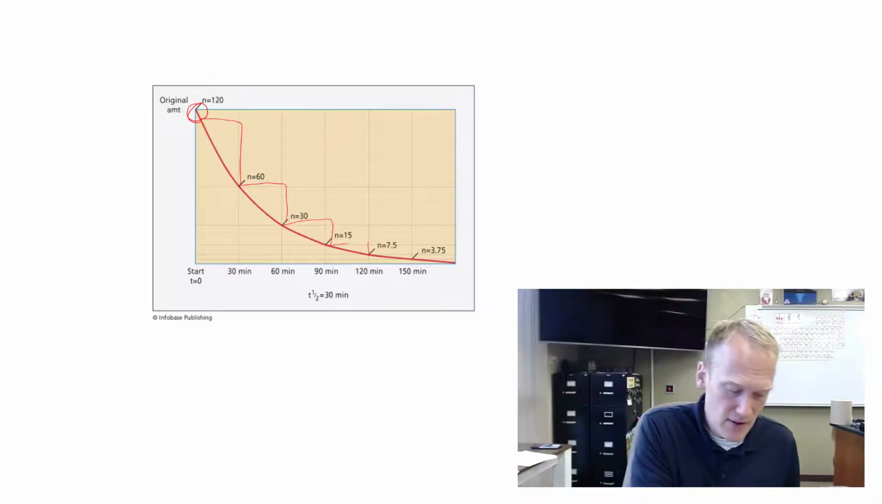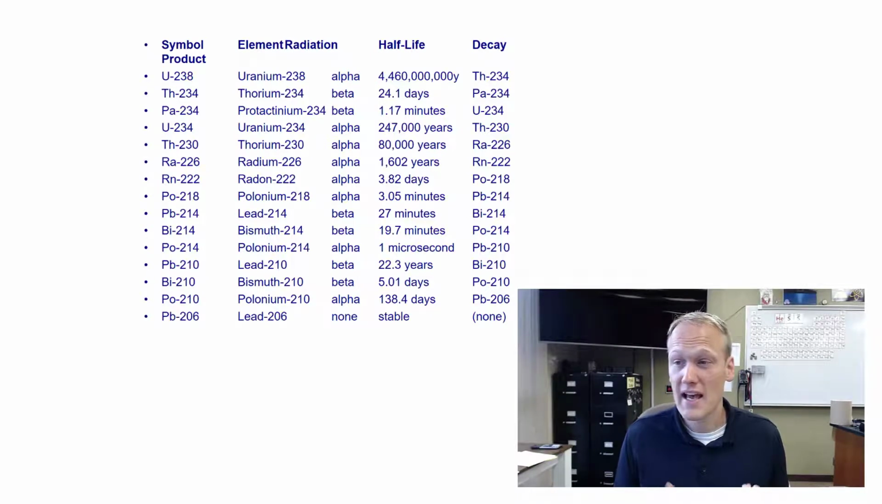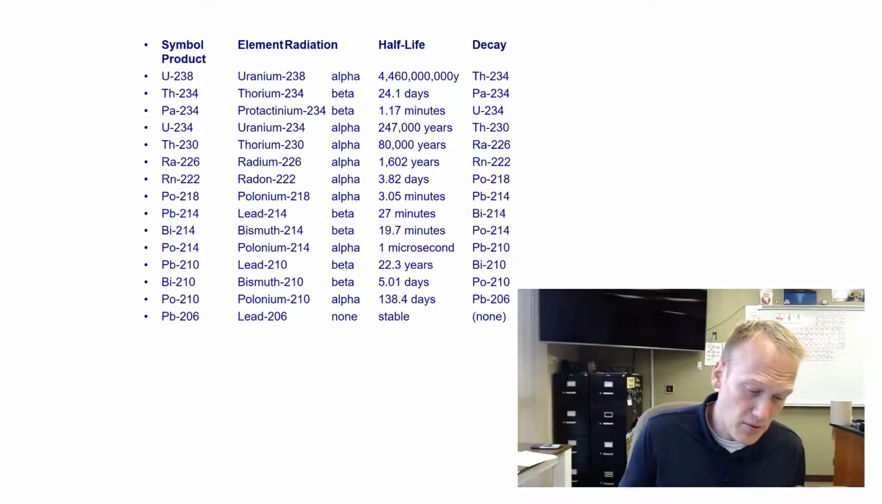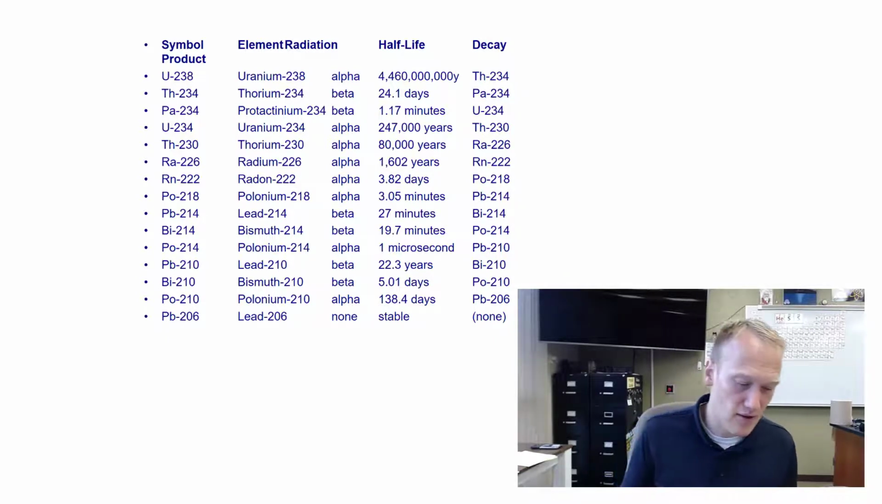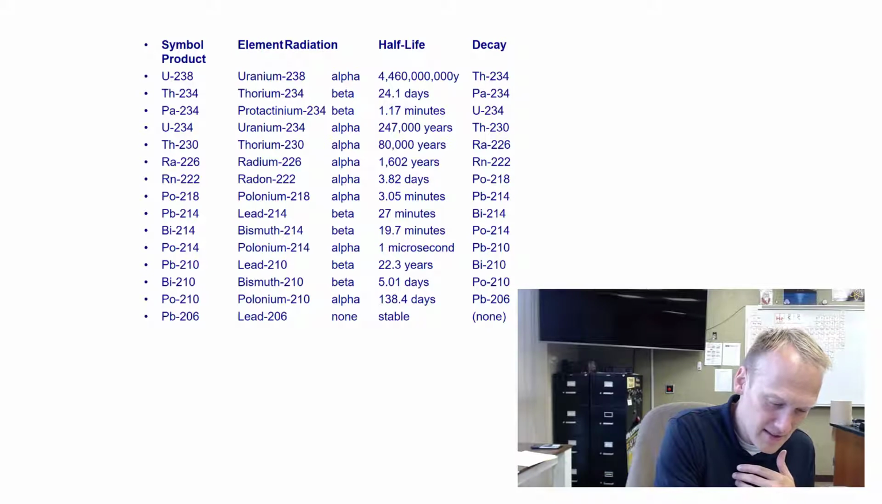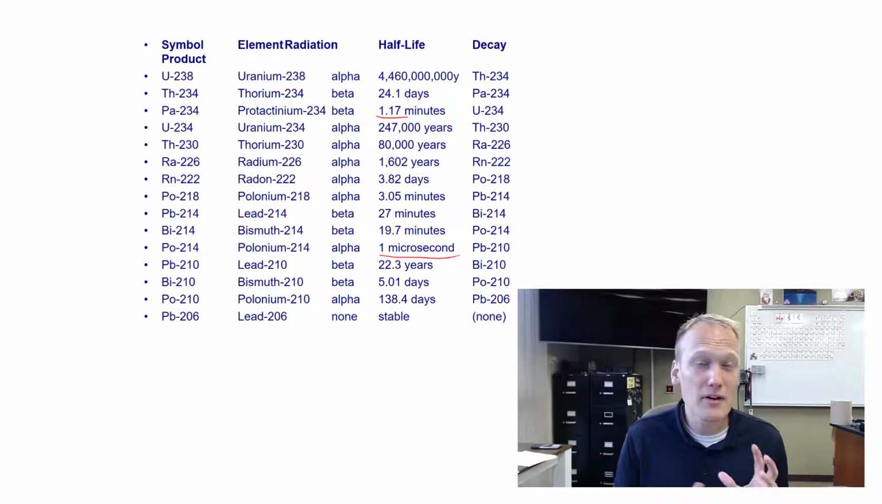You can see that based on this chart, the time it takes for this sample to be cut in half is 30 minutes. Here's a bunch of other radioisotopes and their half-lives. You can see uranium-238 is 4.4 billion years. You can see thorium-234 is 24 days. You can see things that are 1.1 minutes, and things that are microseconds because they are so unstable that they decay so quickly. So every radioisotope is different. It's about the stability, and they all have their own unique half-life.